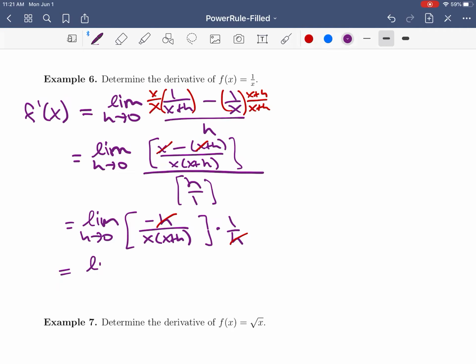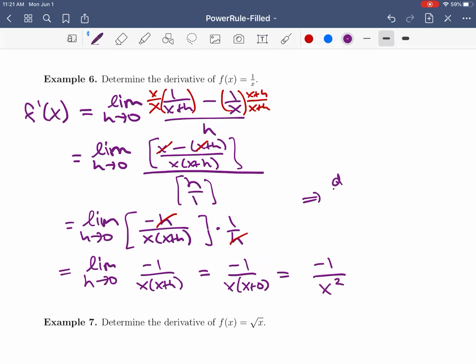So I get the limit as h, not x, as h goes to 0 of negative 1 over x times x plus h. I can now evaluate the limit. So it's negative 1 over x times x plus 0. And this is actually negative 1 over x squared, so it's x times x. So we get the derivative of 1 over x is negative 1 over x squared.